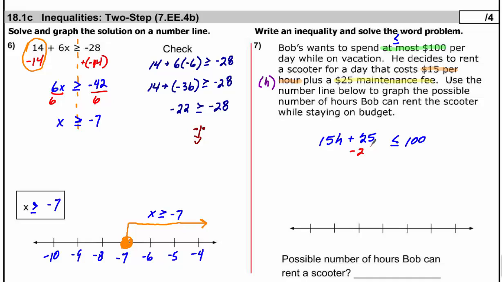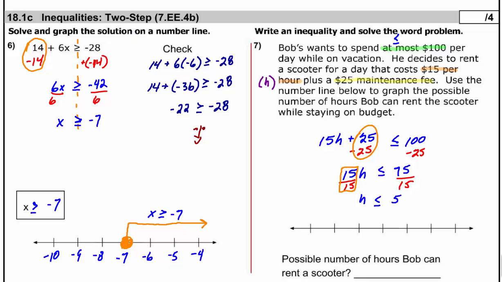So let's take away the maintenance fee, because again, we're trying to figure out how many hours he can afford. So let's take away the maintenance fee, and that means these two cancel out, and his $15 an hour, he has to do that for less than or equal to $75. Let's divide by the 15 to find out the amount for just 1 hour, just one H. Remember, that makes a big one right there. And so for just one H, 75 divided by 15 is 5.